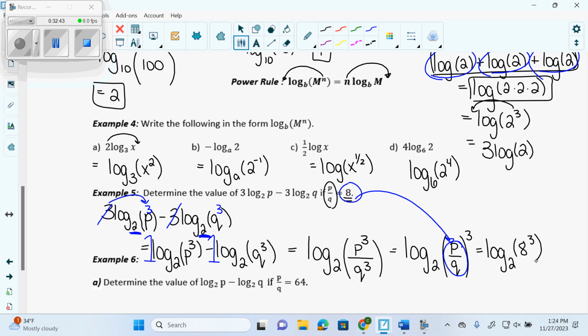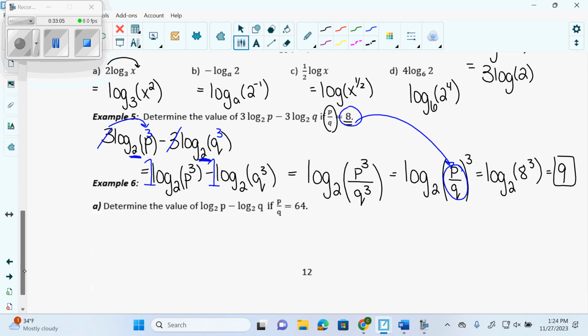Type it in your calculator. And you should get 9. You have to put in brackets. Remember we go log 8 cubed divided by log 2. Every time we have to do that. Yeah.